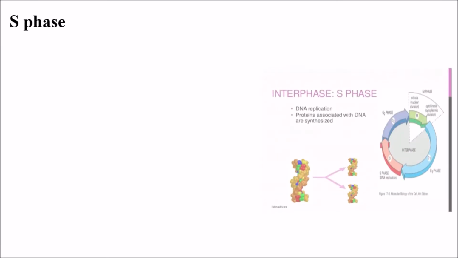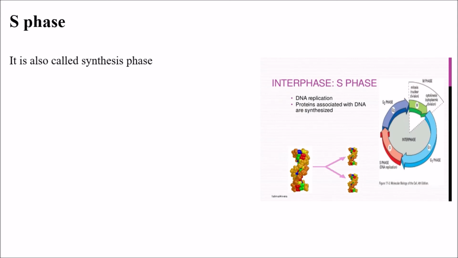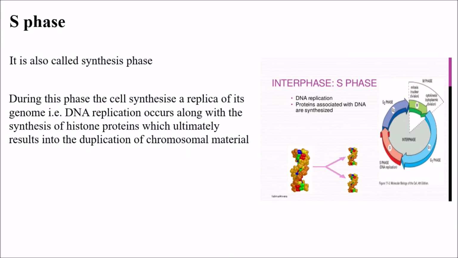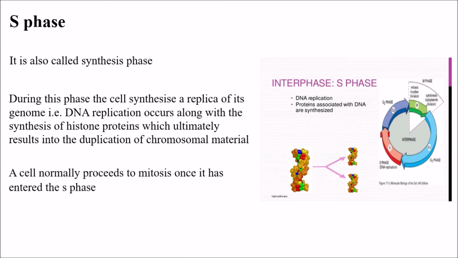Coming to S phase. S phase is also called the synthesis phase, and in this phase the cell synthesizes a replica of its genome, that is, DNA replication occurs along with the synthesis of histone proteins, which ultimately results in the duplication of chromosomal material. A cell normally proceeds into mitosis once it has entered the S phase. So if a cell enters the S phase, then it proceeds to the mitosis phase.